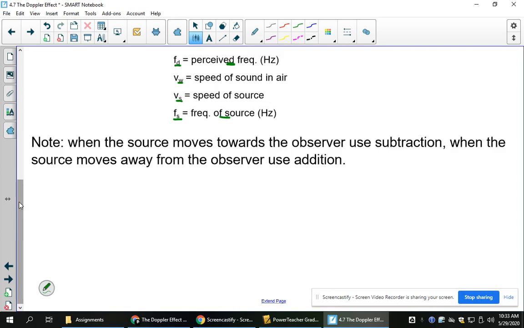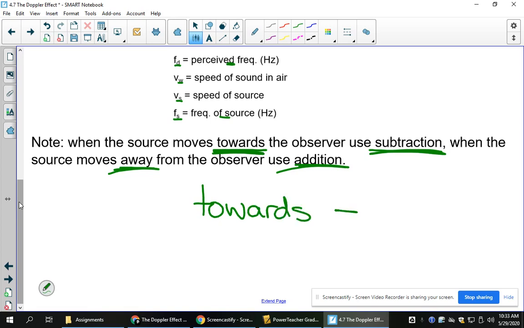When the source moves towards the observer, so when you're coming up towards a cop, you're going to use subtraction. When you've passed that cop, they turn around and put their radar on you and you're going away from them. The waves are spread out. Away means add. So memorize this. Towards is subtraction. Away is addition. The way that I remember that: away, add, both start with A. You just have to memorize that.